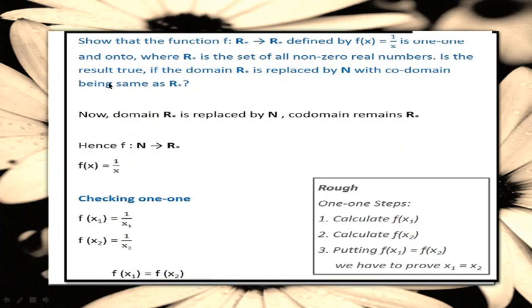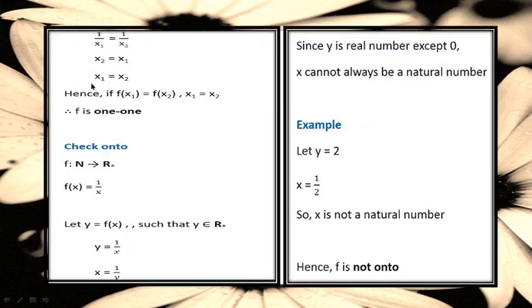Now they are asking, is the result true if the domain R star is replaced by N with the codomain being the same as R star? The codomain will remain the same, R star, which is the set of all real numbers except 0, but the domain will be changed now. The new domain is N, the natural numbers. Now again let's check one-one, in the same way f(x1) = f(x2). It will give us x1 = x2. So this is one-one.